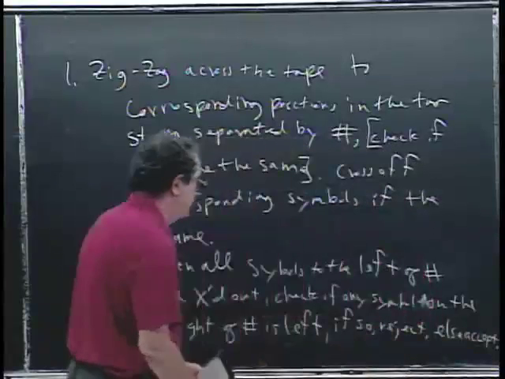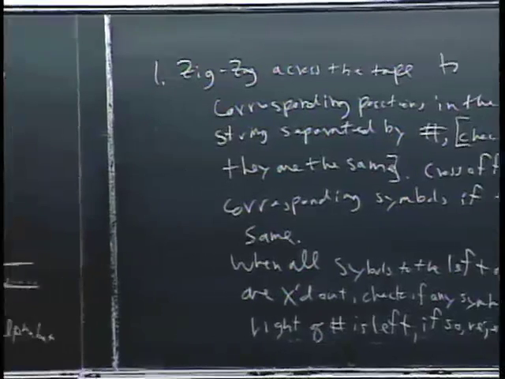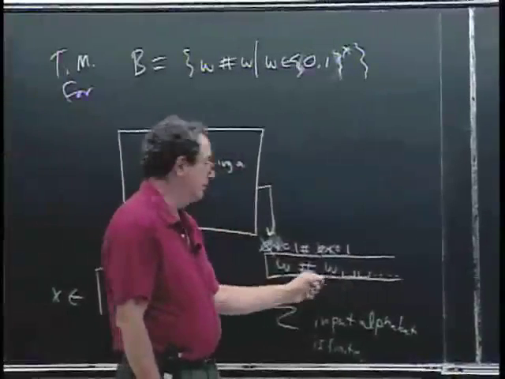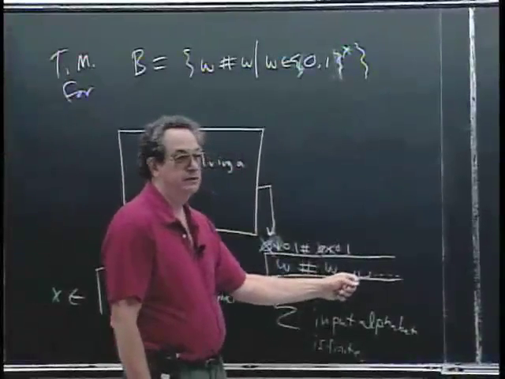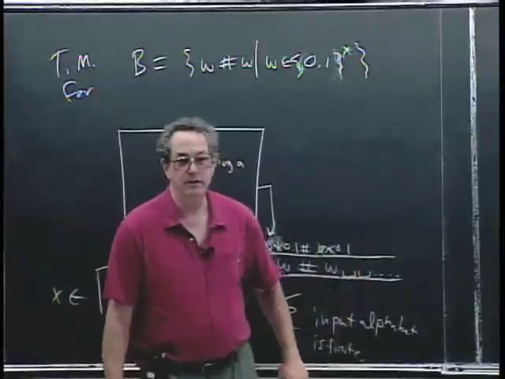Now, how do you tell whether all the symbols on the right have been X'd out? We're Xing out the first one here, and the first one here, and the second one here, and the second one here, and so on. So when you run to the right, you're seeing X's. And if they haven't all been X'd out, then what happens?